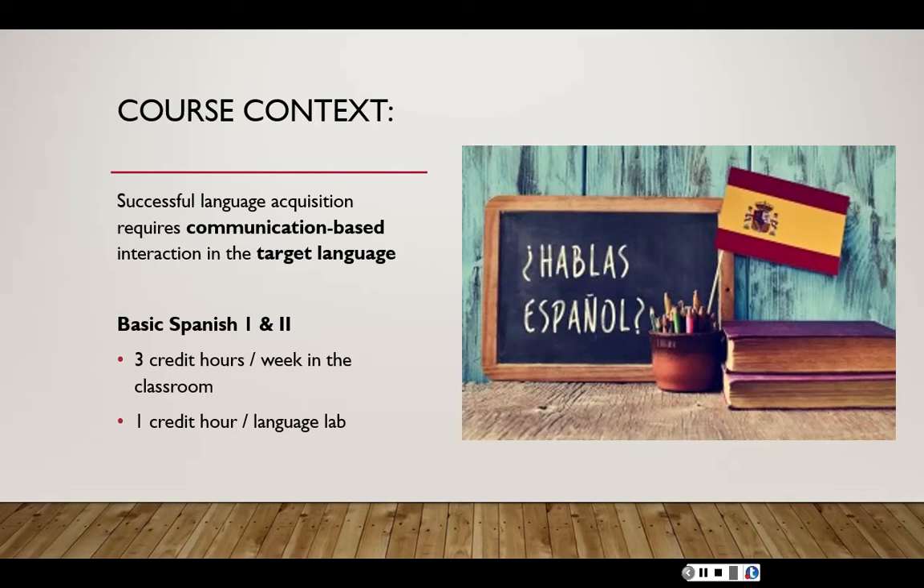So that distinction for us is really important. We need our students to learn the language, to learn the rules, but it's not the end game. The end game is acquiring. Specifically, I'm talking about Spanish 1 and 2 here.